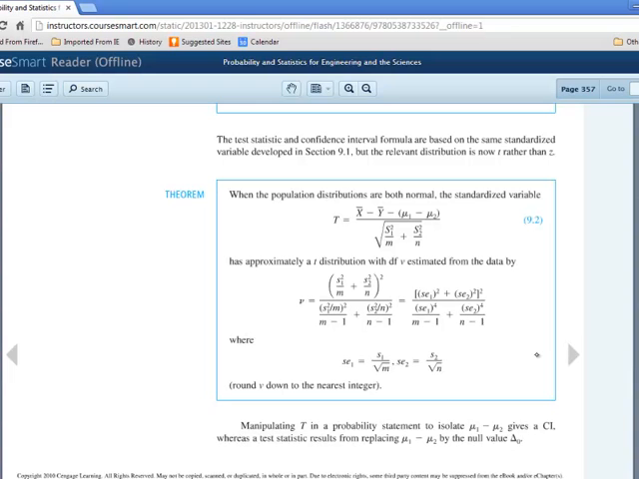So, if we try to work now this particular formula, then let's see how many degrees of freedom we have.